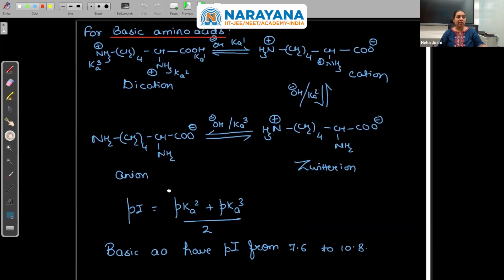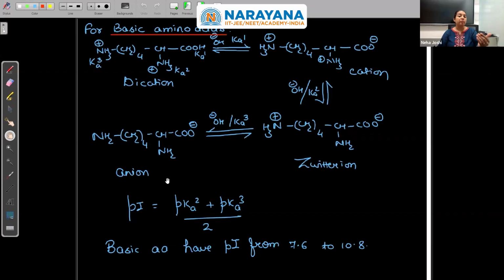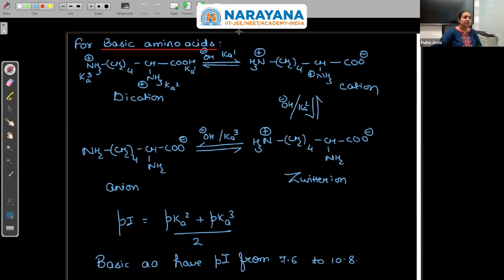Let us see what it is for basic amino acids. For basic amino acids, I should have more NH2 over COOH. See, 1 COOH, 2 NH2 groups. As I said, start with the fully protonated structure, wherever there is a possibility, give. So 2 NH3 plus, because it is a basic amino acid. Lysine I am taking as the example. Is that clear? So CH2 4 times NH3 plus. Okay, fine. Now first K1.